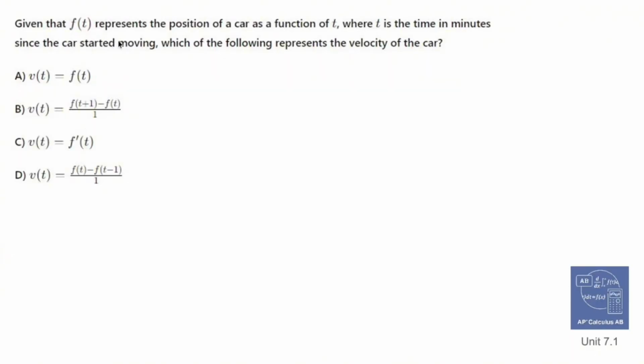Given that f of t represents the position of a car as a function of t, where t is the time in minutes since the car started moving, which of the following represents the velocity of the car? Well, if you're given a position function, the velocity function is just going to be the derivative of the position function, and the answer is C.